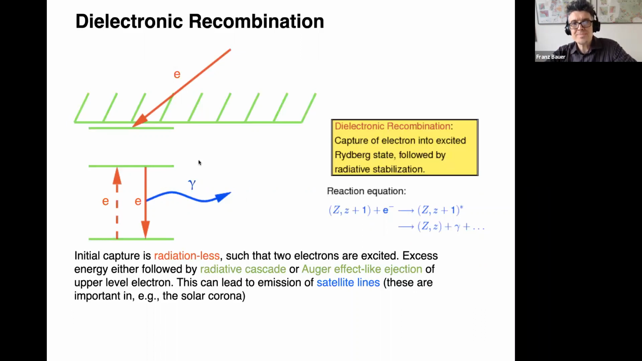So this type of recombination leads to something called satellite lines, and these are important in certain physical situations. One example is the solar corona, and you can use these lines to estimate interesting properties about the density and temperature. Okay, so that should account for most of the things that we would have to deal with in our rate equations to look at a detailed balance.